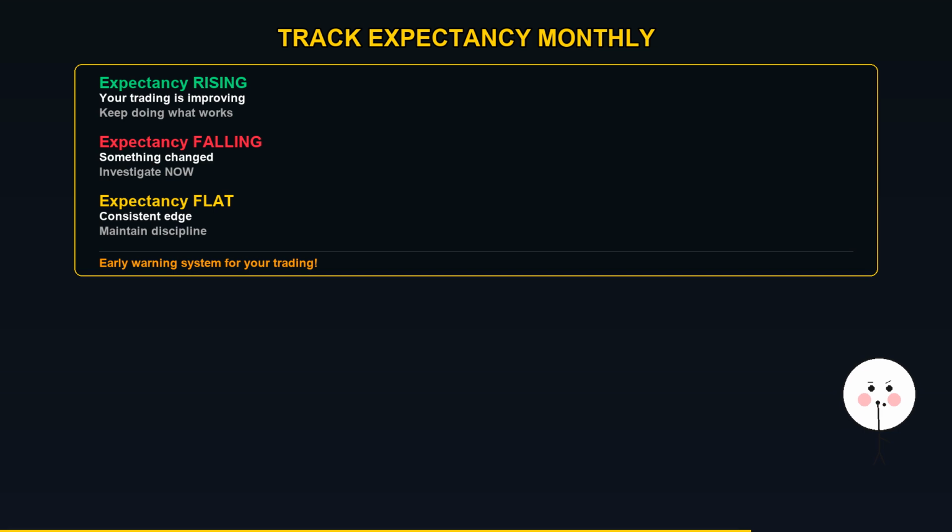Track expectancy monthly. Calculate it at the end of every month. Plot it on a chart. If your expectancy is rising, your trading is improving. If it is falling, something has changed. Maybe the market regime shifted. Maybe you got sloppy with entries. Maybe you're cutting winners too early. A dropping expectancy is an early warning system. Investigate before it becomes a serious problem. Rahul now calculates his expectancy every single month. It is the first number he checks.